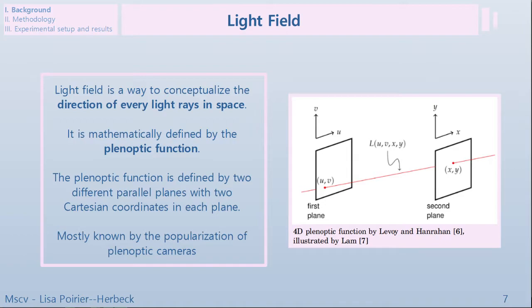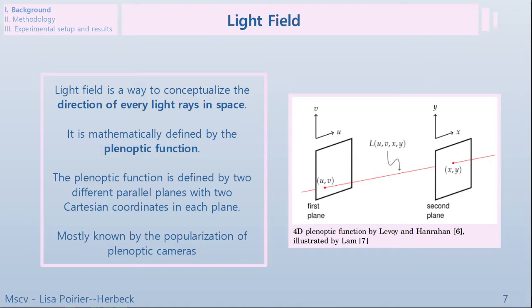Light field is a way to conceptualize the direction of every light ray in space. It is mathematically defined by the plenoptic function, which is defined by 2 parallel planes with 2 Cartesian coordinates in each plane. This picture here illustrates the concept of the plenoptic function.